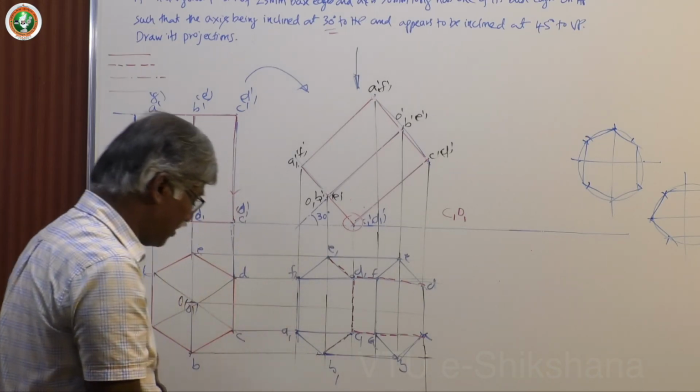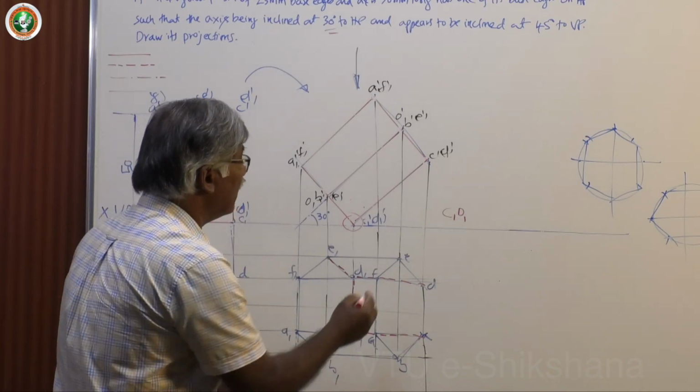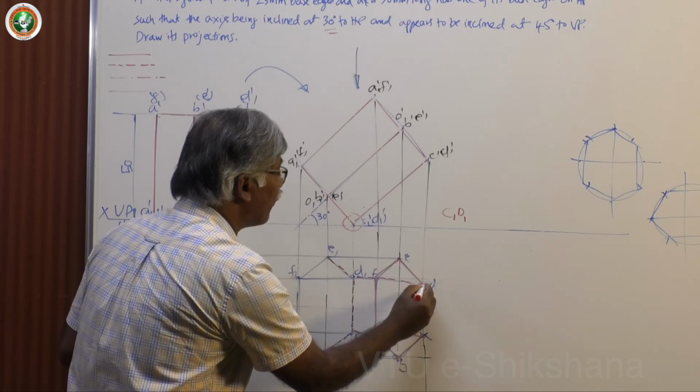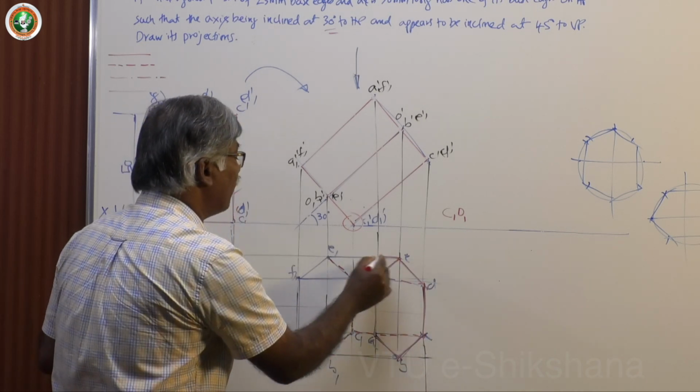All remaining lines are dark. Now, how to do it? See, A, B, C, D, E, F, top face. Boundary line is completely dark.